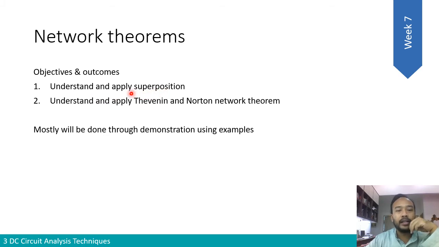And then secondly, to understand and also apply what we call the Thevenin and Norton network theorem. So Thevenin and Norton network theorem, we'll look at it later. It is basically finding an equivalent source instead of having multiple sources and multiple resistors. From the point of view of a load, we can create an equivalent source with internal resistance to simplify the analysis of any load. So this week the discussion will be mostly done through demonstration, and later you'll be having your tutorial, of course, to practice answering those similar questions.